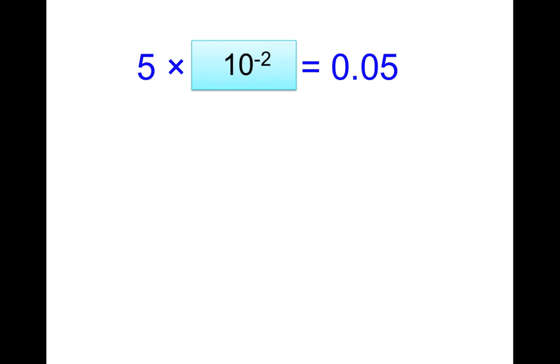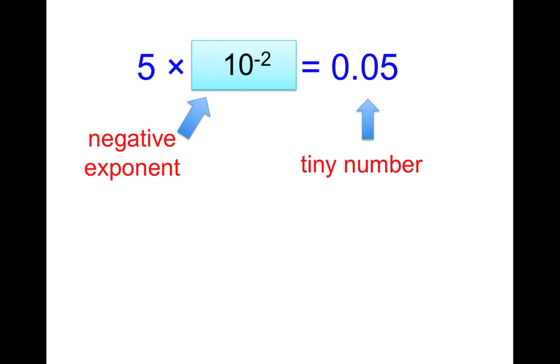The moral of the story here is if we want to take a tiny number and write it in scientific notation, we're going to end up using a negative exponent. Negative powers of 10 get us really tiny numbers. Our shortcut for multiplying by powers of 10 was to just move the decimal point. We're going to move the decimal point 2 places, but we want a small number. We have a negative exponent. So in this case, we move the decimal point 2 places to the left to get our equivalent value.